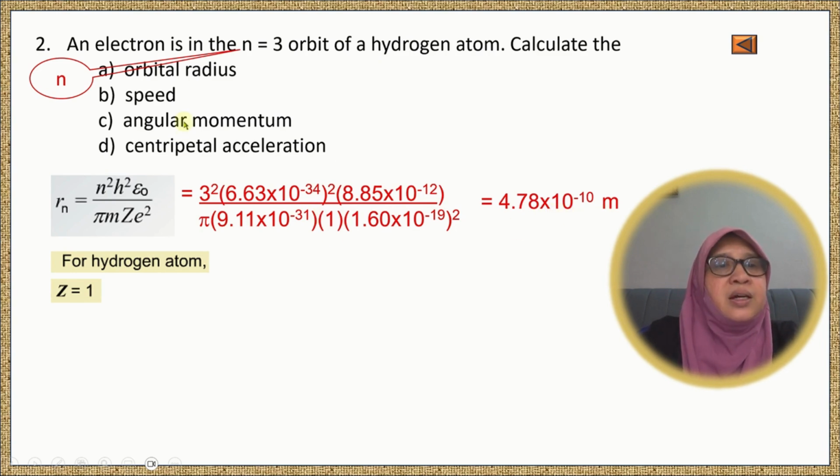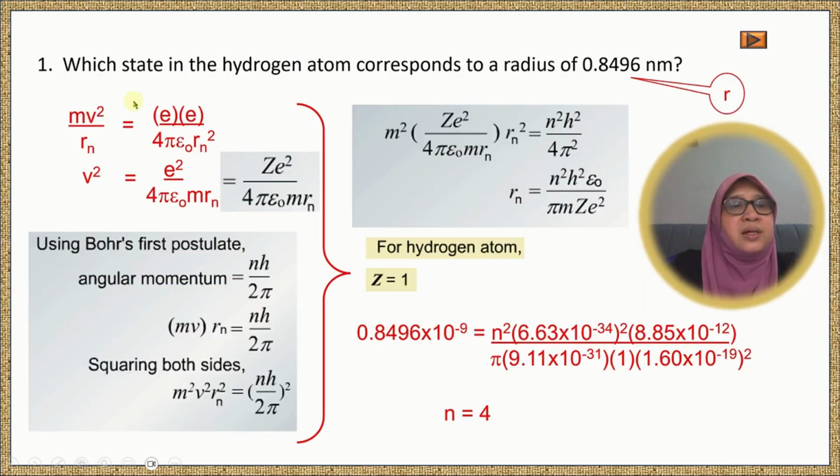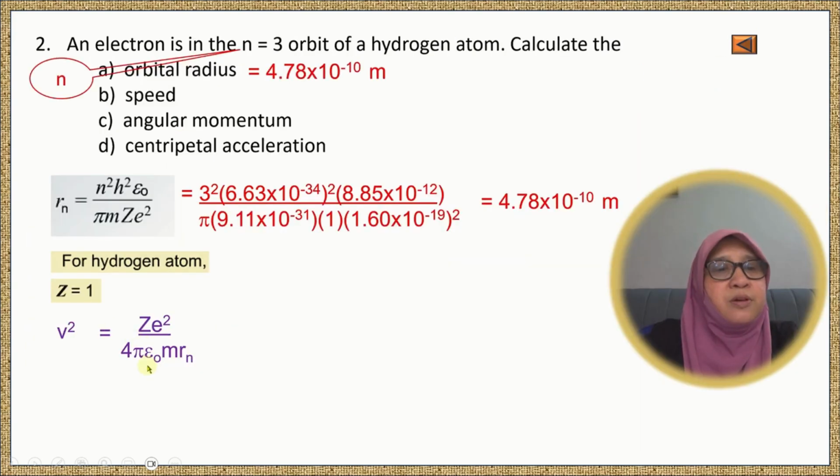Next, the speed. For the speed, we use the centripetal force, which is provided by the electrostatic force. We go back to the first question. The first concept we used is that the centripetal force is provided by the electrostatic force. So we cross multiply to get v squared. This is the formula.